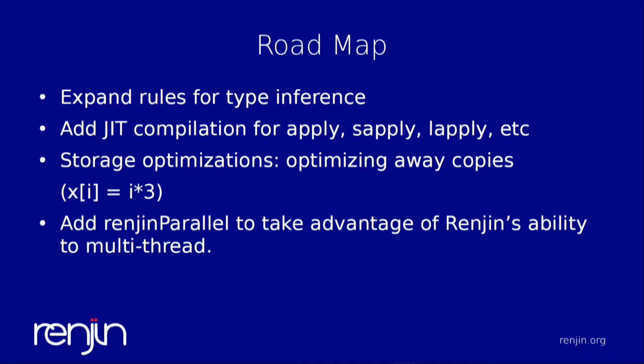We'll be adding shortly just-in-time compilation for calls to apply. So if you call apply with a function and the function is amenable to compilation, then that can be compiled and potentially parallelized if it can be shown to have no side effects. And we really want to improve the storage optimizations. R has copy on write semantics, so every time you change something, in principle, you're making a copy of it. There are some tricks to get around that, but we can do a lot better with the compiler.